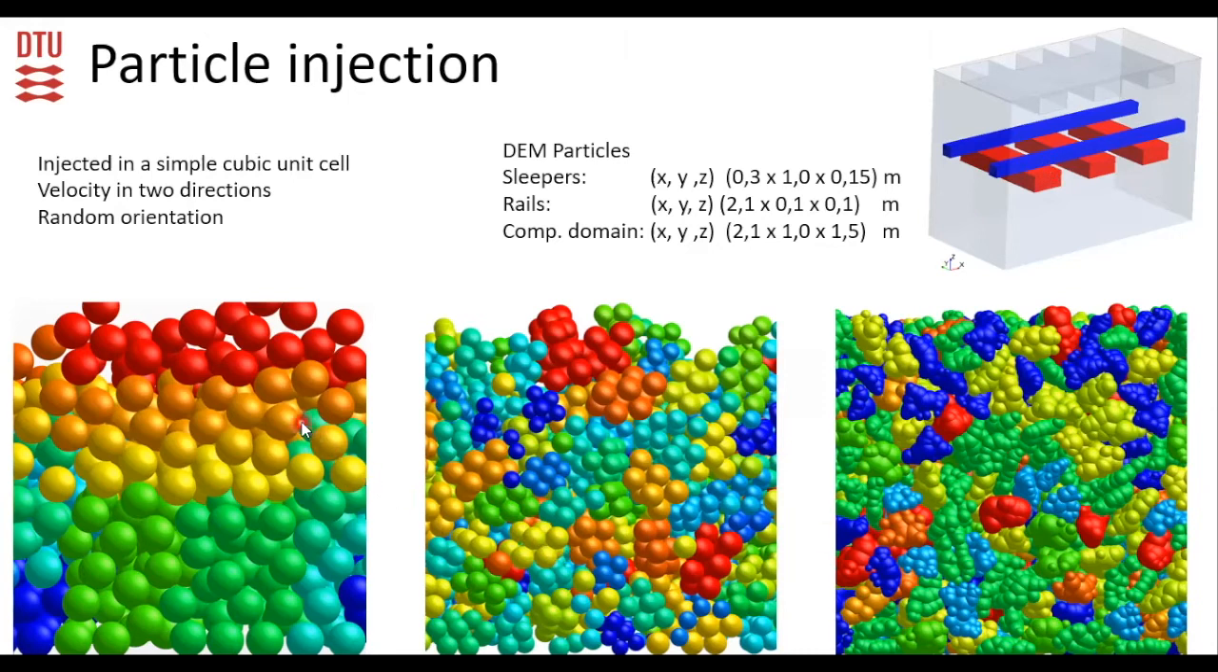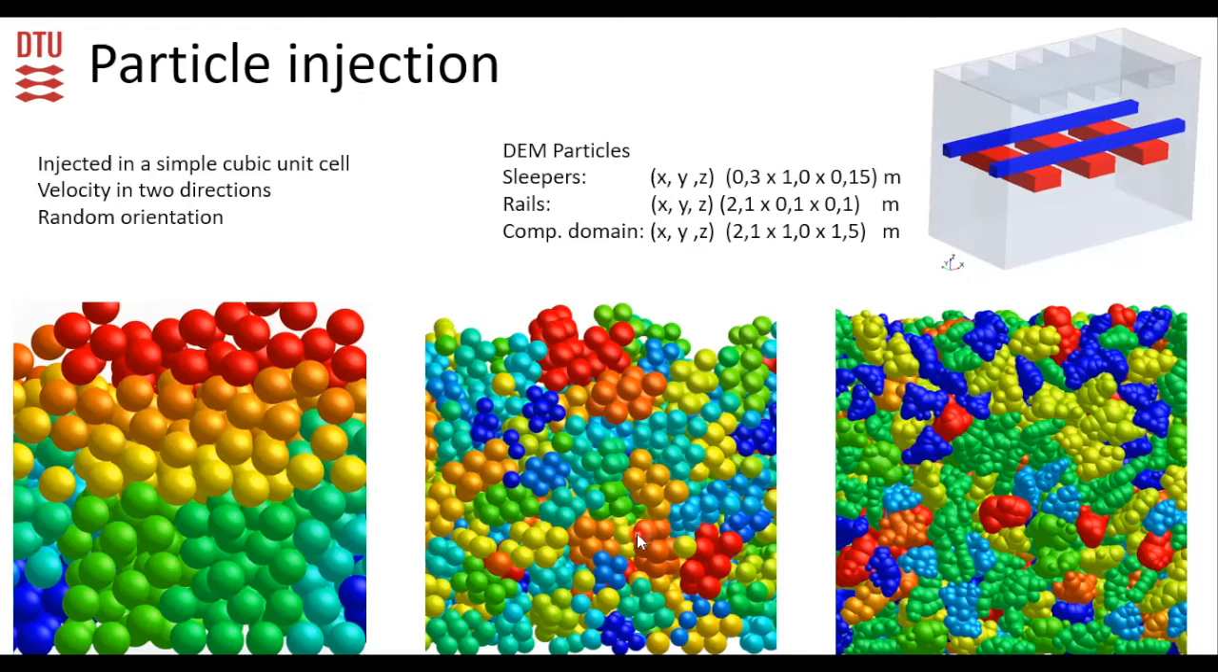And down below, we have cropped pictures of the injected particles. Here we have the spheres, the clumps, and the 3D scan stones. In order to obtain a randomly mixed ballast section, the particles are injected with initial velocity in 2 directions, spacing in form of a simple cubic unit cell, and with random orientation.